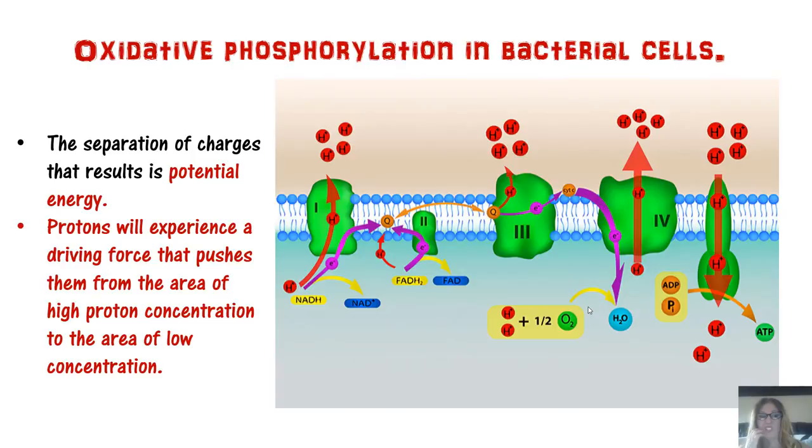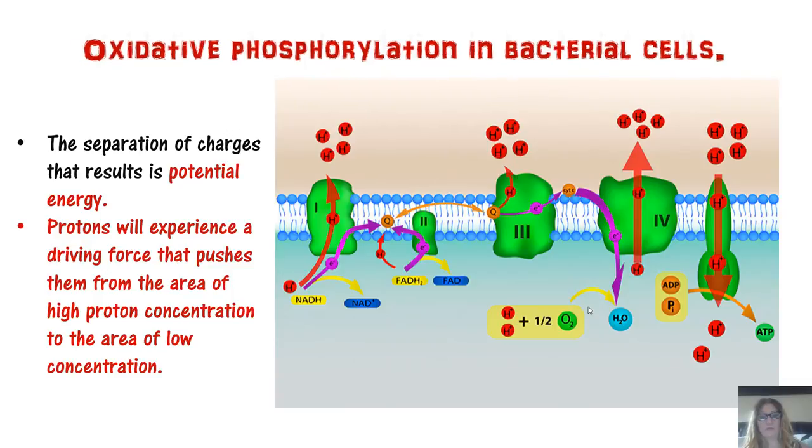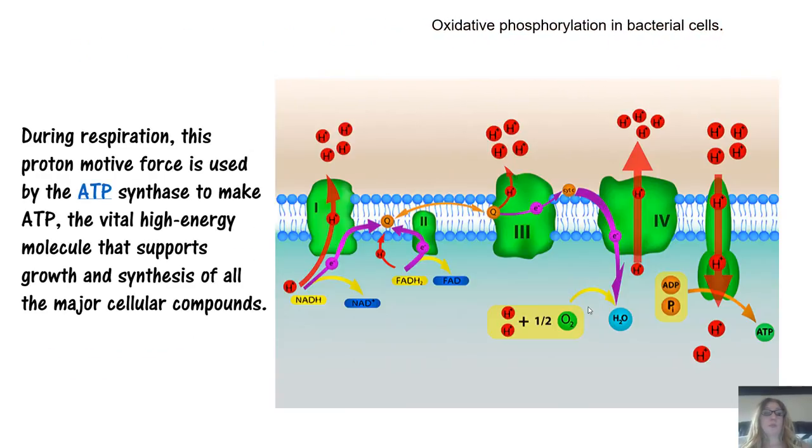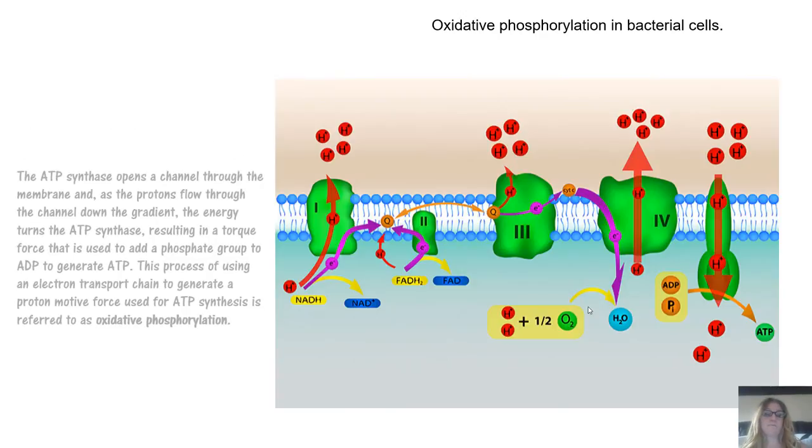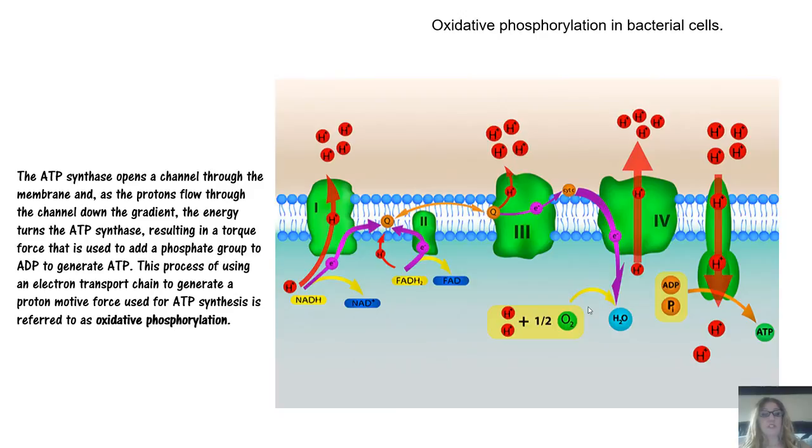The separation of charges that results is a potential energy. Protons will experience a driving force that is directing them to want to go from the area of high proton concentration to the area of low concentration. So during respiration, this proton motive force is used by the ATP synthase, which is the last structure here, to make ATP, the vital high energy molecule that supports growth and synthesis of all major cellular components. The ATP synthase opens a channel through the membrane and allows the protons to flow through down its own electrochemical gradient, or proton gradient.